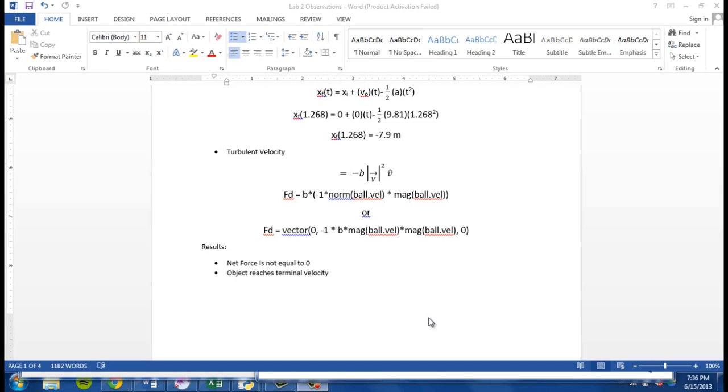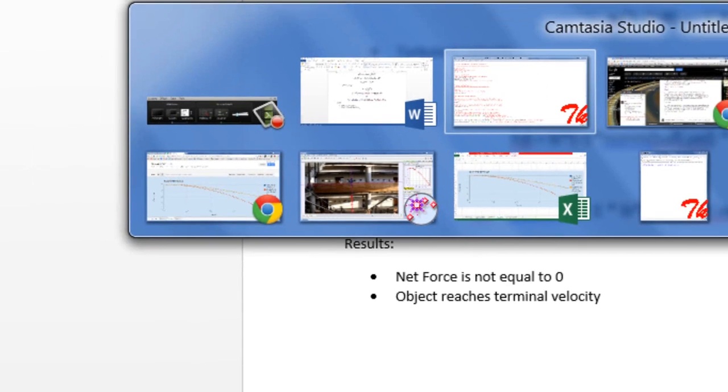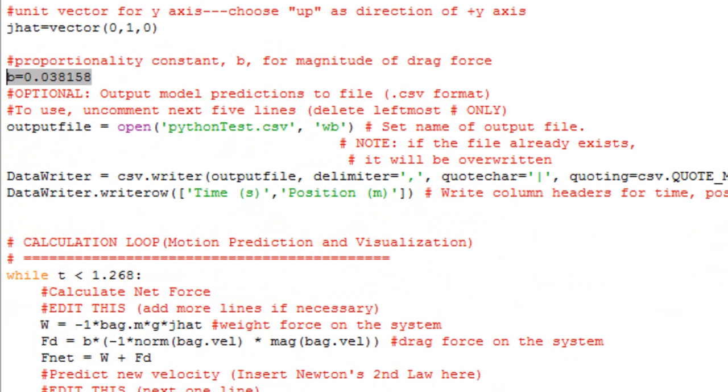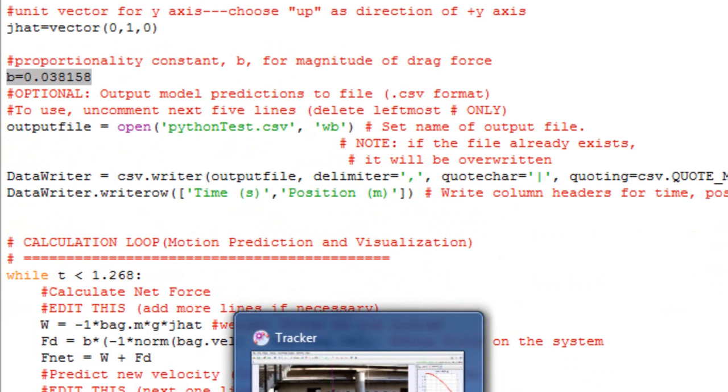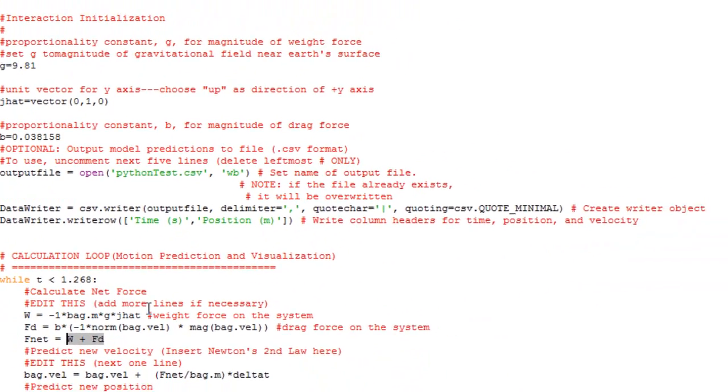seen right here. Drag force is accounted for in the code by using the turbulent force equation containing the proportionality constant b times the velocity squared, which is seen right here. B was chosen by matching the model's final position with the observed motion's final position. This equation is written like this, or like this in the code, but I chose the first way, as can be seen in my code right here. The proportionality constant is right here. Now, the net force is just the sum of both the weight and the drag force, seen right here.